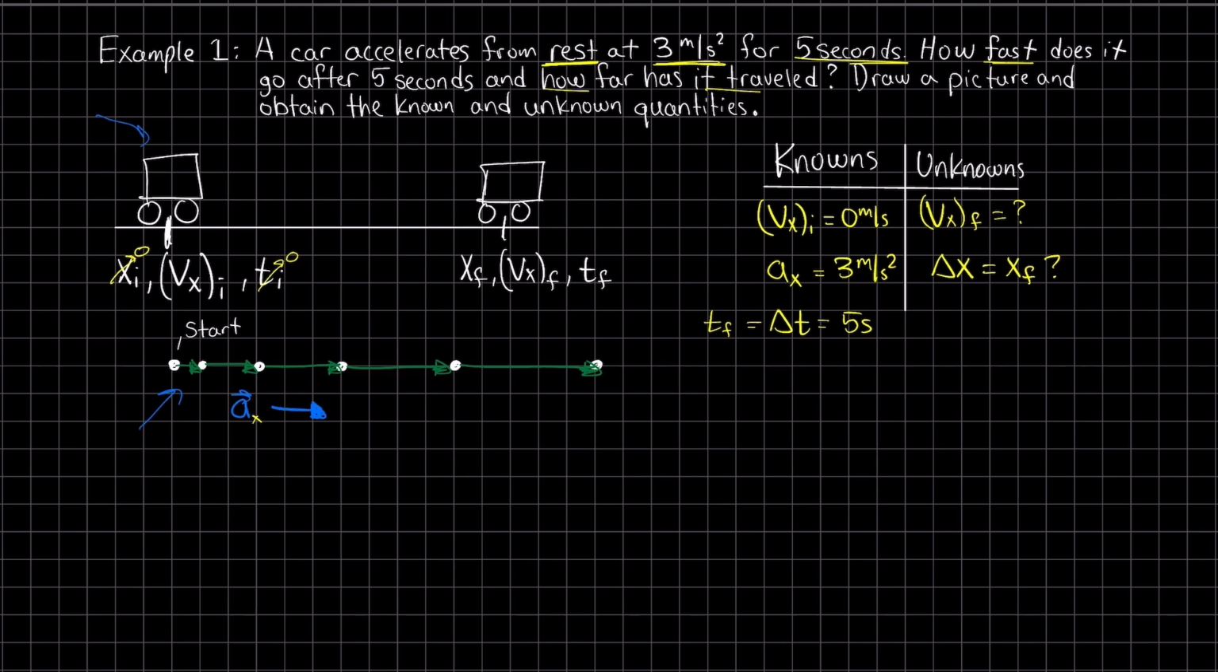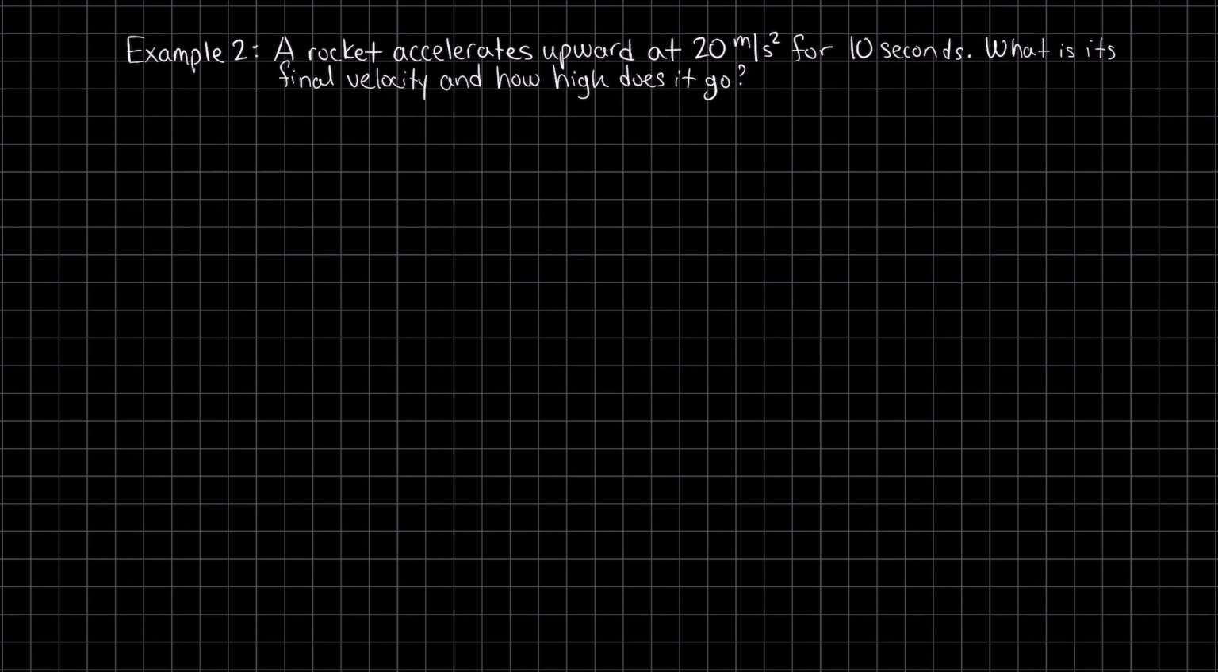All we had to do was draw a picture and then obtain the known and unknown quantities. Let's do another example. So here's example number 2, and it reads, a rocket accelerates upward at 20 meters per second squared for 10 seconds. What is its final velocity and how high does it go? So my first step, I need to draw a picture to model this situation.